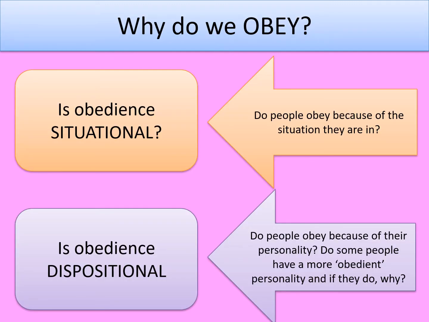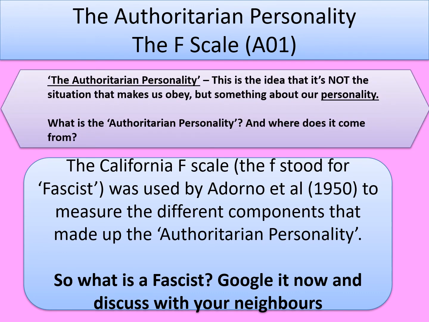So the whole thing, the authoritarian personality, is why do we obey? And the authoritarian personality says that obedience is not situational. It's not about the situation you're in that causes you to obey. It's your disposition. It's your personality. Some people are more obedient because they have a personality or a disposition that is more obedient, and we call it the authoritarian personality. So the authoritarian personality, as I've said, it's not the situation that makes us obey, it's something about our personality. But where does it come from and how do you measure it?